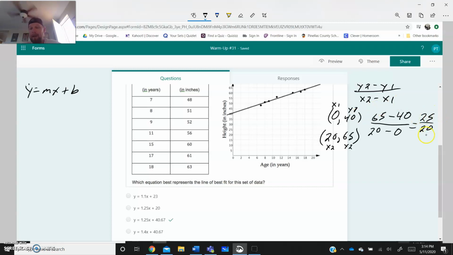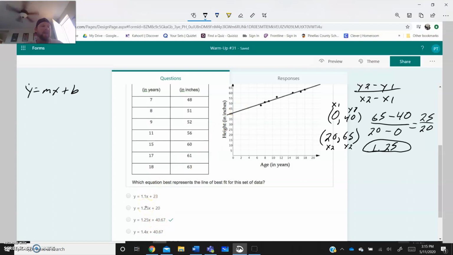If I plug this in the calculator and divide it out, I would end up getting an answer of 1.25. So my slope is approximately, because it does say line of best fit, going to be 1.25x, and my starting point was at 40.67. If you pick C or D, great job. Either one of those, great answers, because at least you knew it started at 40.